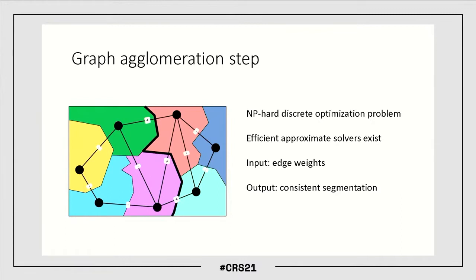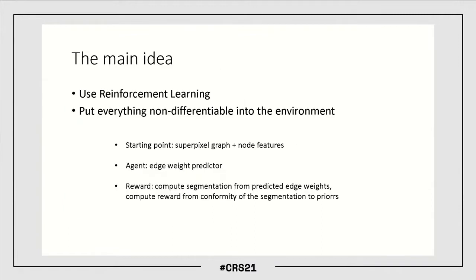There are very good and efficient approximate solvers. As an input, it takes the weights of the edges, and the output of this is a consistent segmentation that doesn't have dangling edges. Right, so the idea that we had was then to use reinforcement learning and take everything that is not differentiable and put it into the environment. And then we have an agent that would predict the weights of the edges, right? And then out of the weights of the edges, we would look at the segmentation and, using whatever priors we come up with, look at the objects, see how much they conform to our priors, and then return that as a reward to the agent and hope that it will then do better.